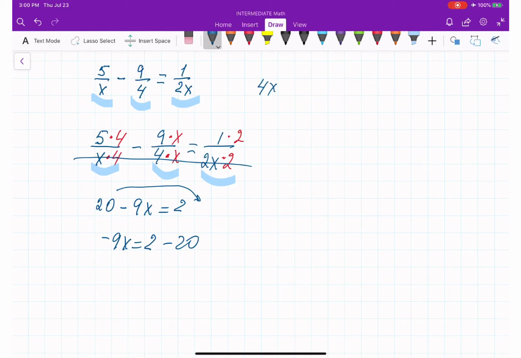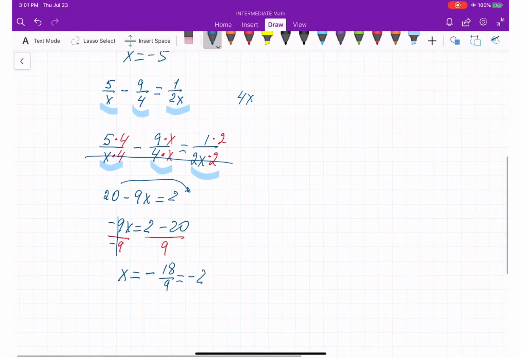All right. So to find x, we are going to divide by negative 9. And here also dividing by negative 9. So what are we going to get? This is gone. We get x is equal to minus 20 over negative 9, which is negative 18 over 9, which is equal to negative 2. And here we have the solution. All right?